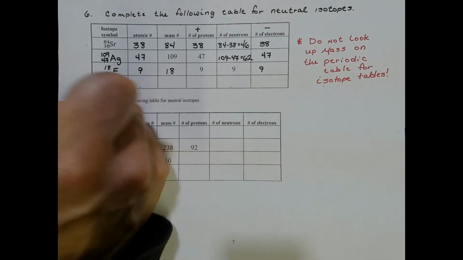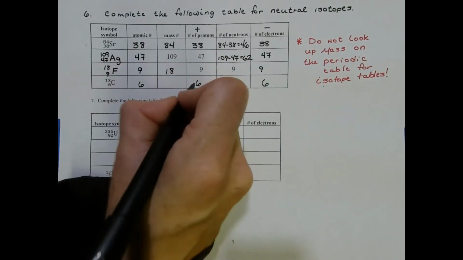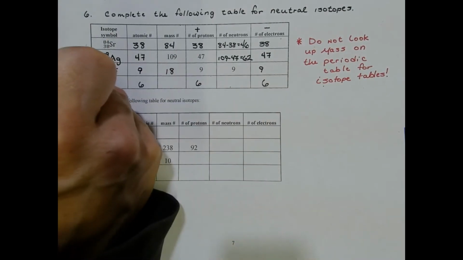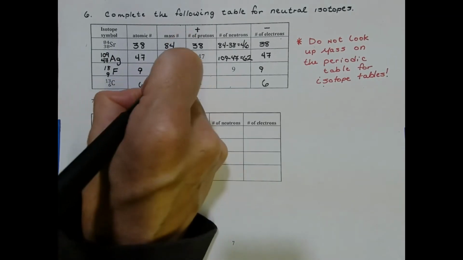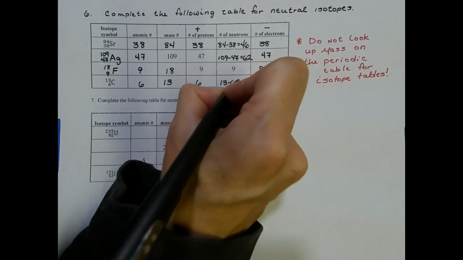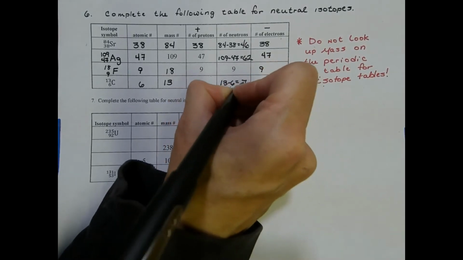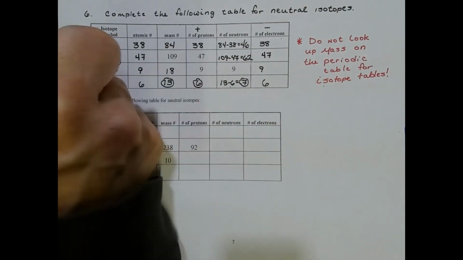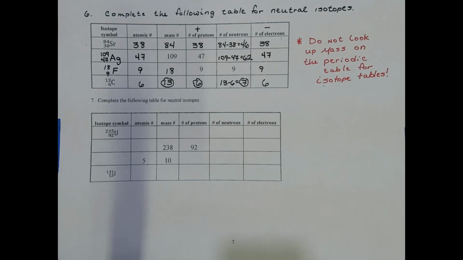Last one, we have carbon. Carbon has an atomic number of 6 protons, and it's neutral, so it has 6 electrons. The mass is going to be the sum of the protons plus the neutrons. They gave us the mass number, so we'll do 13 minus 6, which gives us 7. So I can work backwards. 7 plus 6 equals 13. And again, if you looked at the periodic table, you would have put a mass of 12 and you would have been wrong. So don't use that periodic table.